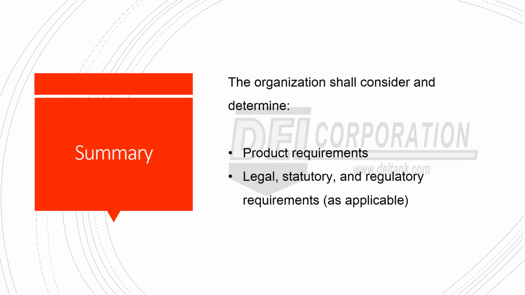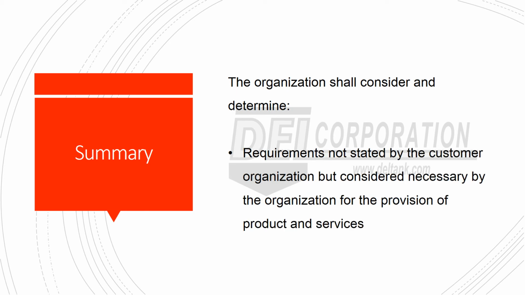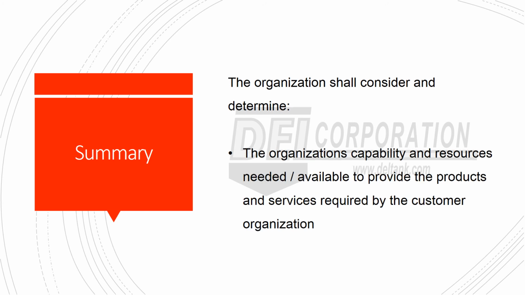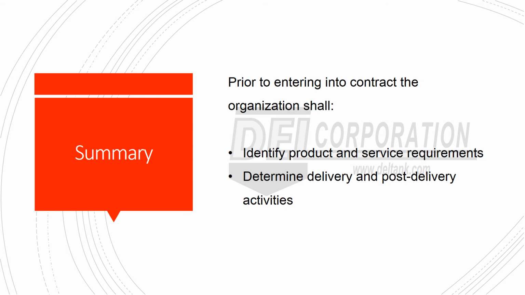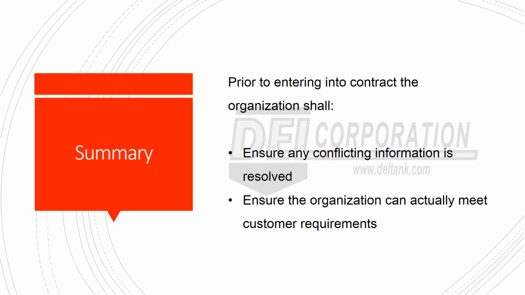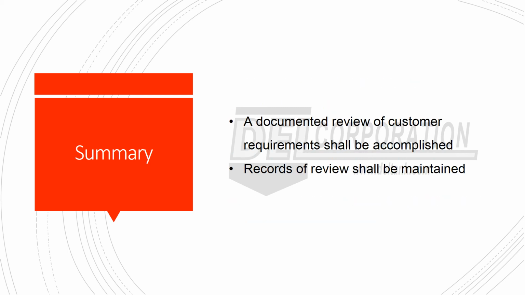The organization shall consider and determine product requirements, legal, statutory, or regulatory requirements as applicable. Requirements not stated by the customer organization, but considered necessary by the organization for the provision of product and services. The organization's capability and resources needed or available to provide the products and services required by the customer organization. Prior to entering into the contract, the organization shall identify product and service requirements, determine delivery and post-delivery activities, ensure any conflicting information is resolved, ensure the organization can actually meet customer requirements. A documented review of customer requirements shall be accomplished. Records of reviews shall be maintained.